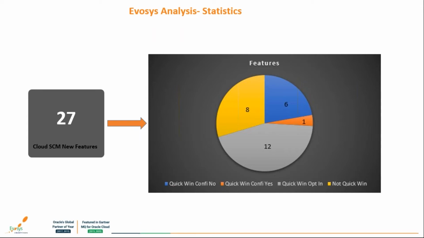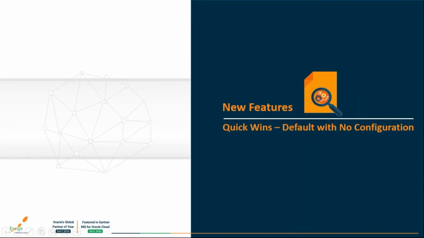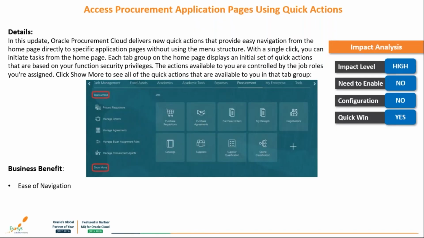So we are going to the next slide. First of all, we are taking quick win yes and default with no configuration. Correct. So the first feature is access procurement application pages using quick actions. The impact level of this feature is high. No need to enable it. No configuration, but it's of course a quick win.